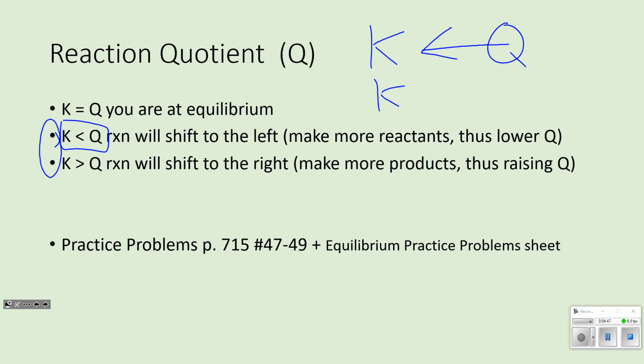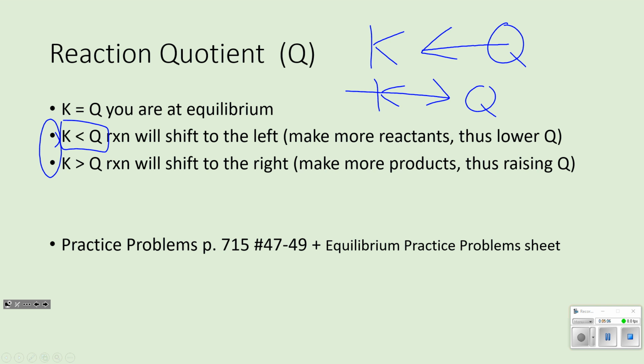What if K was greater than Q? Well, that's just like the problem I did on the previous slide. If Q is small, you need to make more products. So you could think about it in those terms. Otherwise, again, as long as K comes before Q alphabetically, you write it that way.